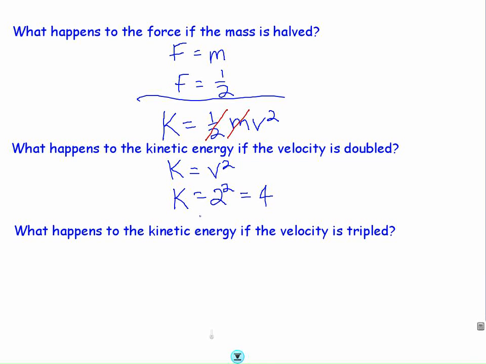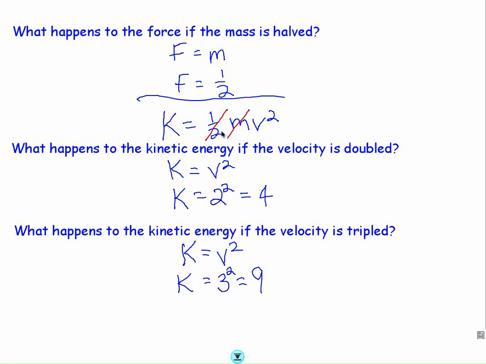Here's another question. What happens to the kinetic energy if the velocity is tripled? So it's the same proportional relationship. K equals v squared. The mass isn't mentioned, and we always cross off any coefficients. So tripled means 3 times as big for the velocity. In this equation, velocity gets squared. 3 squared is 9. So that means the kinetic energy, it's not equal to 9, but it's 9 times bigger. The kinetic energy is going to be 9 times bigger.